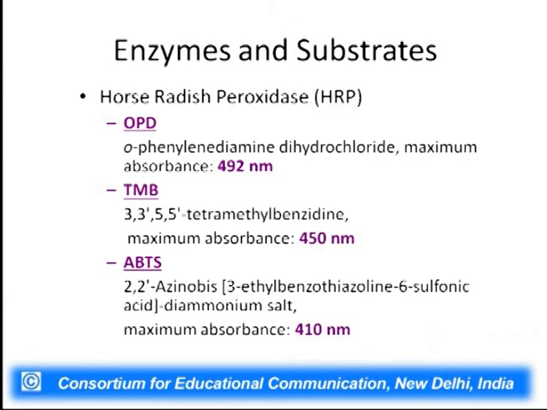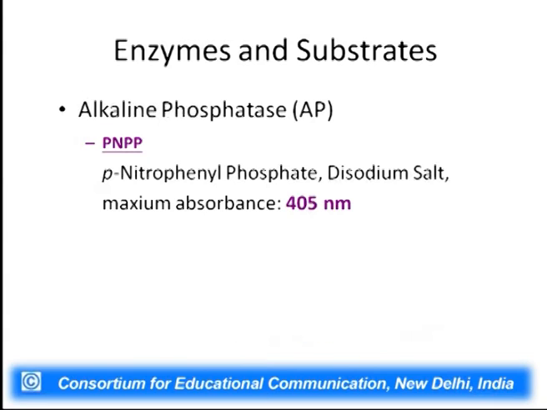So what are the enzymes and substrates I use? Horseradish peroxidase is an enzyme which is generally used, but it requires substrates; 3 kinds can be used. OPD, that is O-phenylenediamine dihydrochloride, and the absorbance is read at 492. We have TMB, which is tetramethylbenzidine. It is read at 450 nanometers. Or if I have ABTS, which is 2,2'-azino-bis 3-ethylbenzothiazoline-6-sulfonic acid, and this is a diammonium salt. This can be read at a maximum absorbance of 410 nanometers.